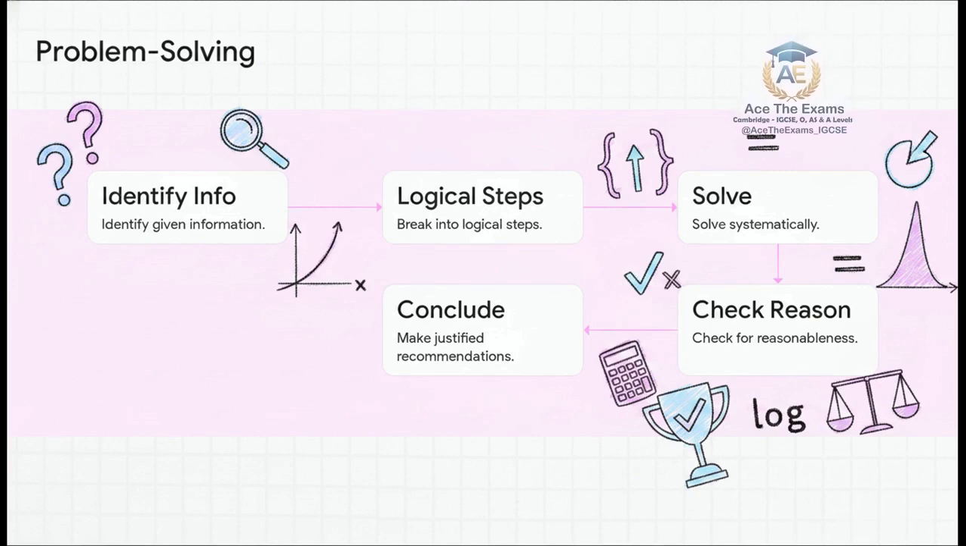Step 4, check for reasonableness. You can't have a negative value inside a natural log. That breaks the laws of physics in this universe. And step 5, make justified recommendations. That's your link back to the original question.